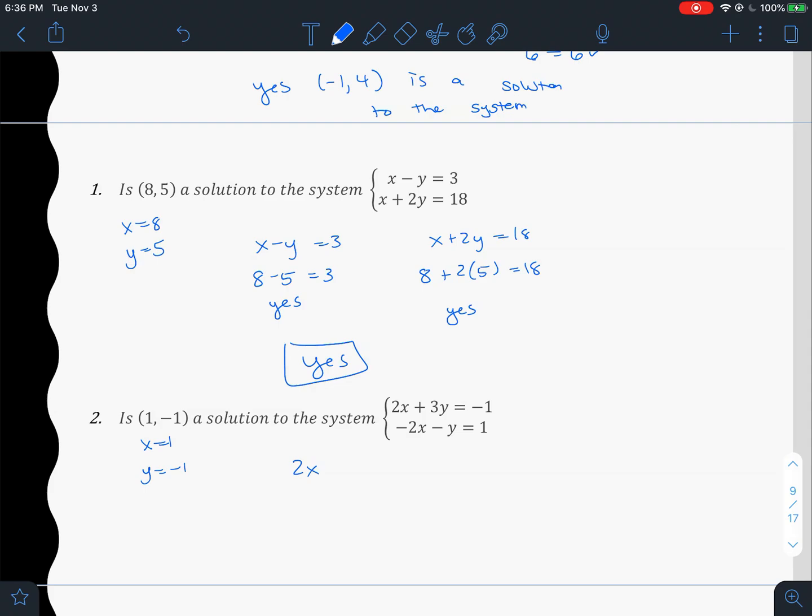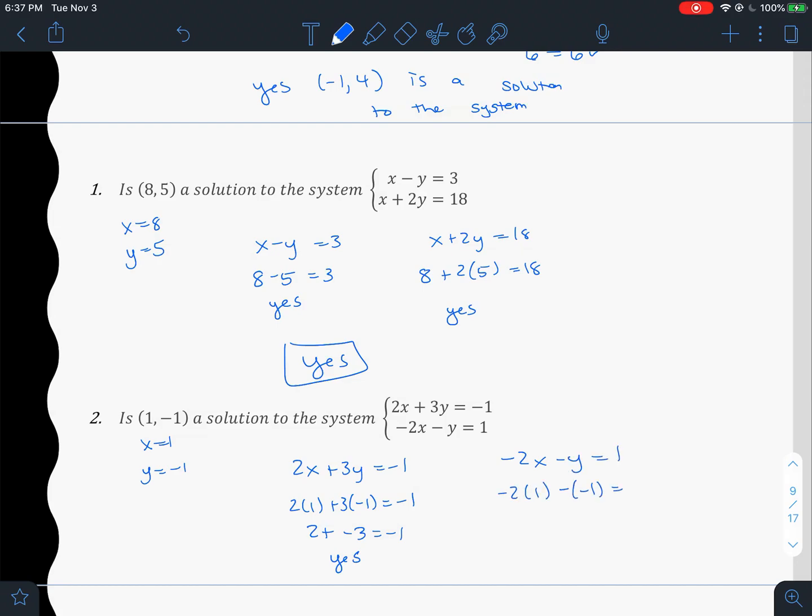All right, so this is when x is equal to 1 and y is equal to -1. So let's plug it into the first one. 2x plus 3y equals -1. If I plug in 1 for x and -1 for y, is that a true statement? 2 plus -3 equals -1. It works in the first one. Does it work in the second one?